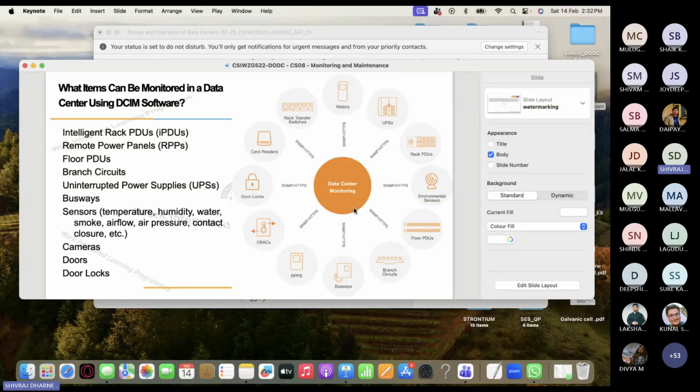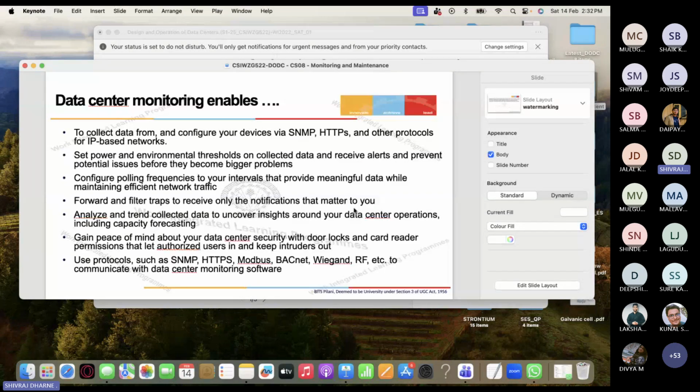The software will have a dashboard or some way to show you the status of each of these. It enables you to collect the data. It will also help to set the power or environment thresholds. Whatever data you receive, you need to see what the potential issues are, whether it is crossing some threshold, or configure the polling frequencies.